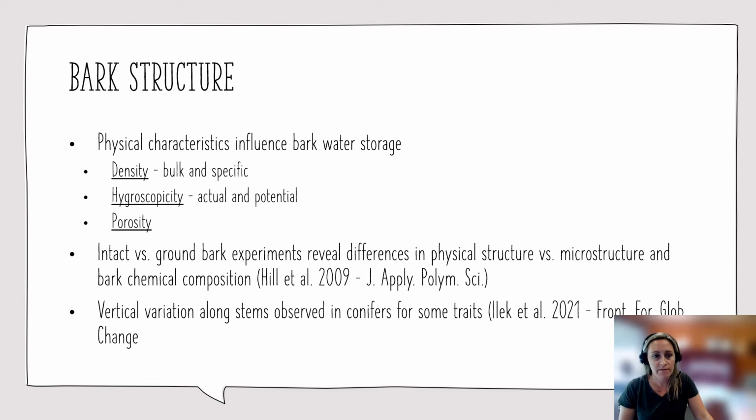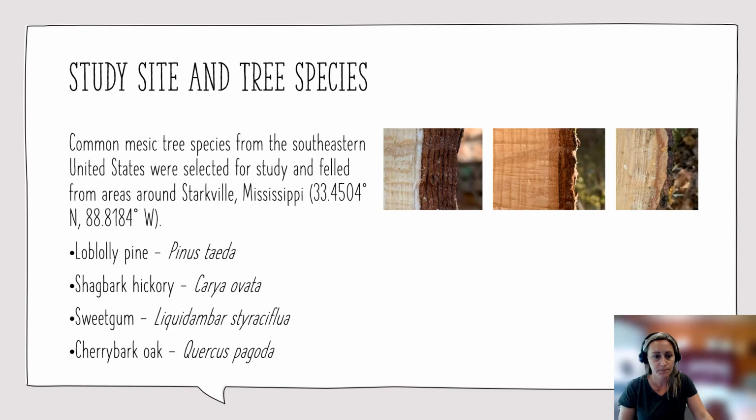We have preliminary evidence from conifers that indicates that these bark traits can vary along the length of the stem, but our understanding of this variability is limited, especially with respect to other components of the forest hydrologic cycle. To contribute to our understanding of the role of bark in the hydrologic cycle, we conducted an experiment to assess how bark physical and chemical properties vary across species and along tree stems in the southeastern United States.